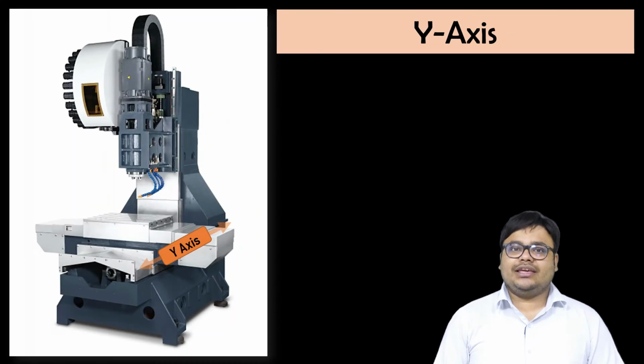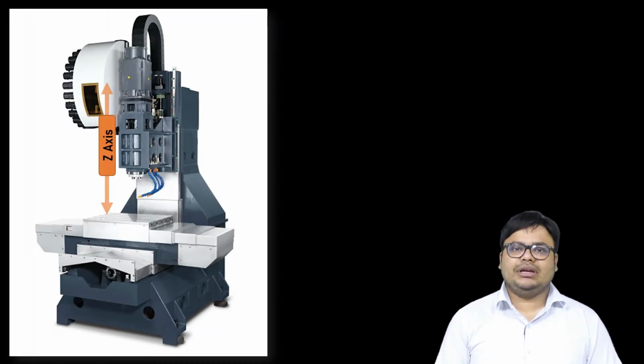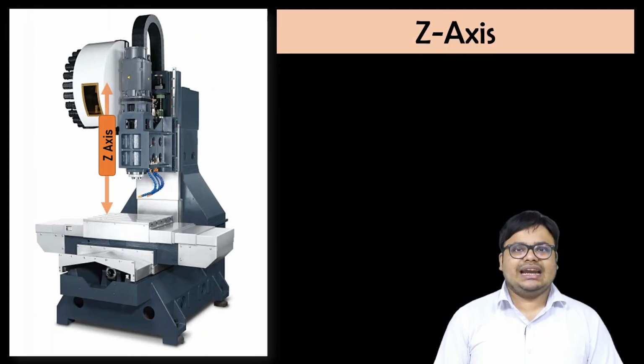Then the next one, if the spindle is going up and coming down, then that particular movement is in the z-axis. So this is the z-axis movement. So these are the three different axes: x, y and z.